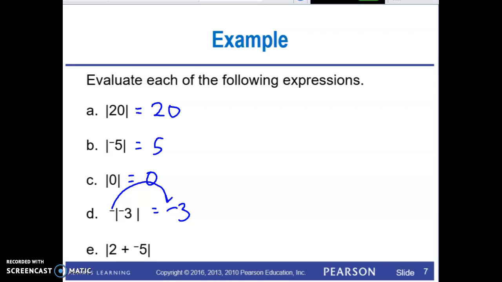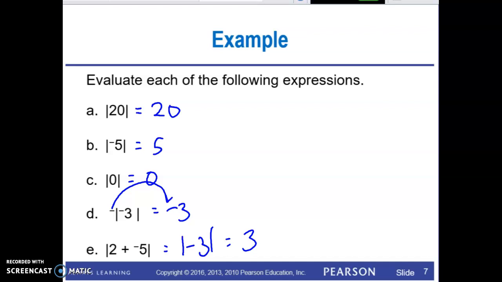All right, this next one is a little bit different. Again, think about the absolute values in sort of an order of operations way. 2 plus -5 is -3. And then the absolute value of -3 is 3. -3 is 3 units away from 0.